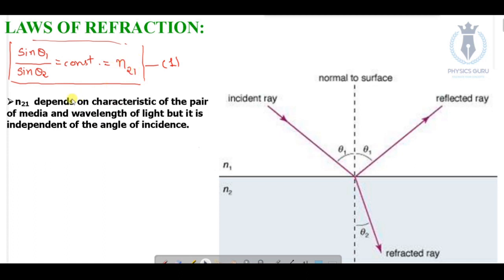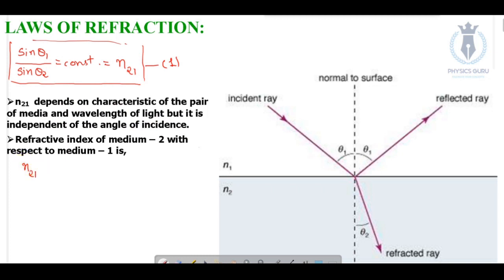So this N21 does not depend on the angle of incidence. Now we can write the refractive index of medium 2 with respect to medium 1 as N2 upon N1, and we say this equation as equation 2.